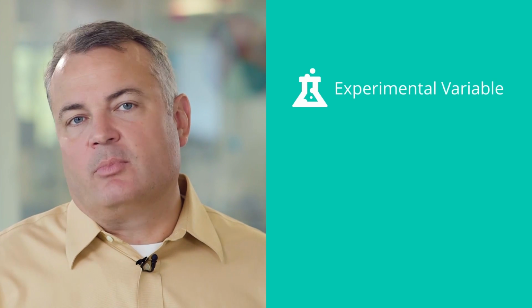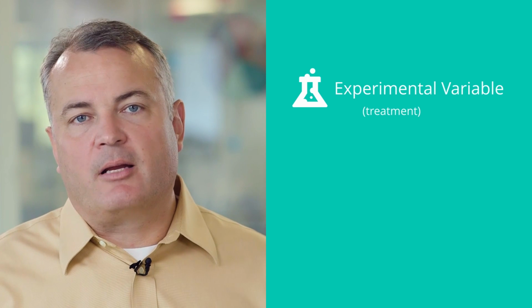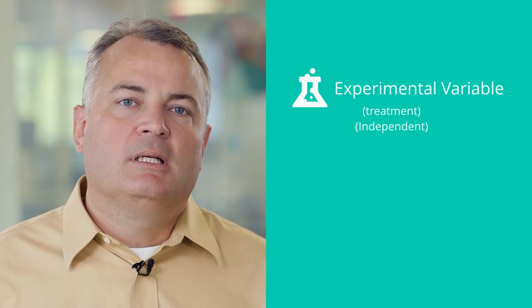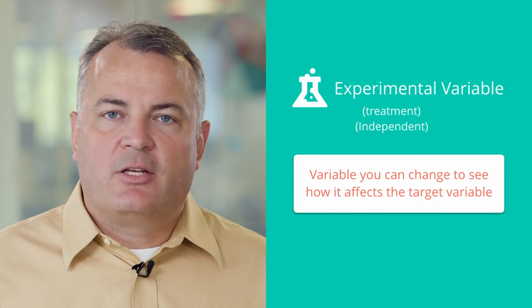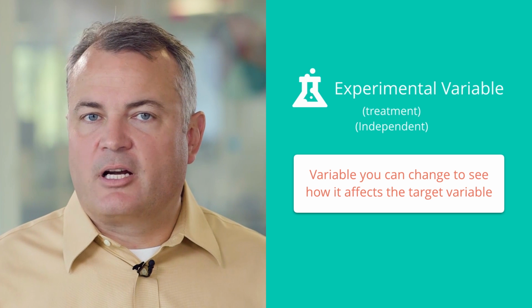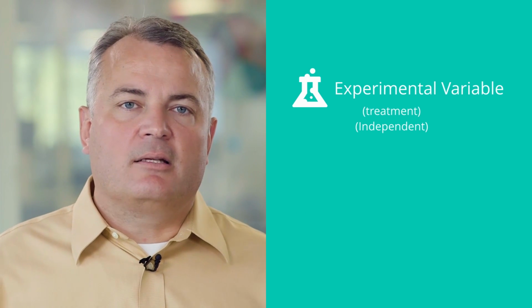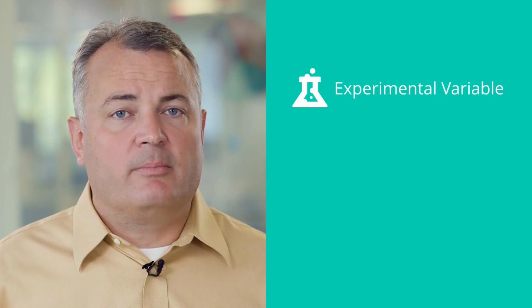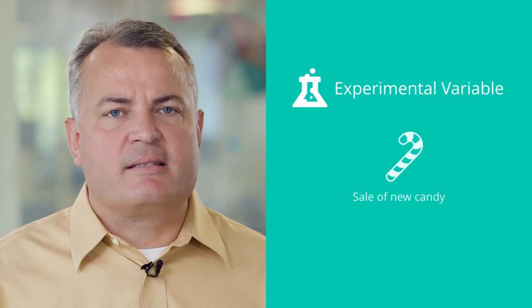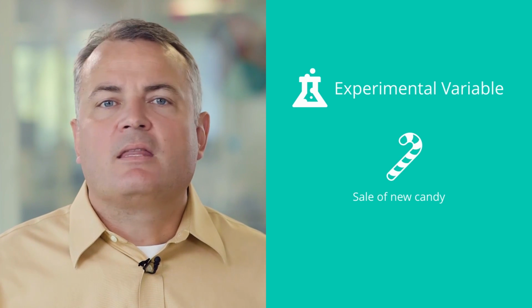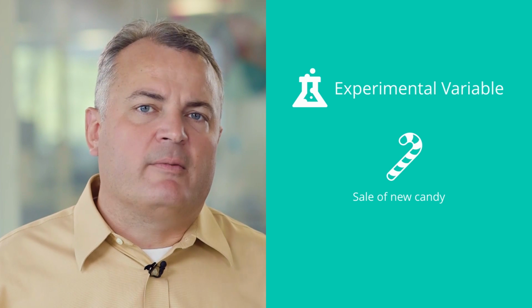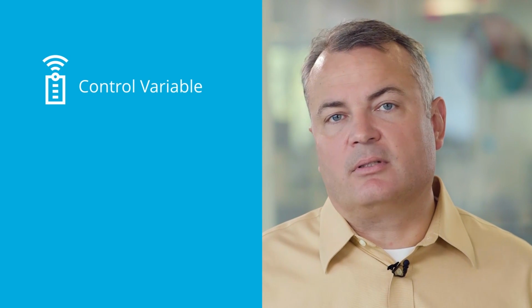In an experiment, we also have an experimental variable, sometimes called a treatment variable or an independent variable. This is the variable that you change to see how it affects the target variable. In the new product introduction experiment that we are setting up, the experimental variable is the sale of the new candy.